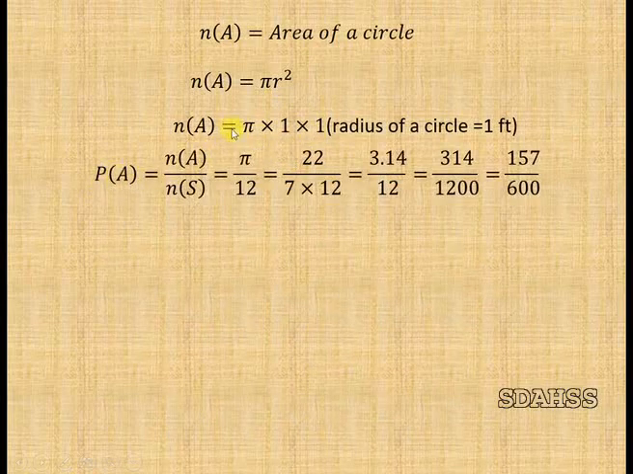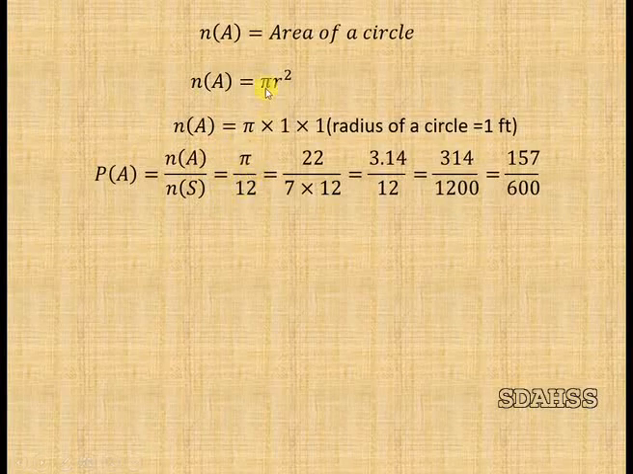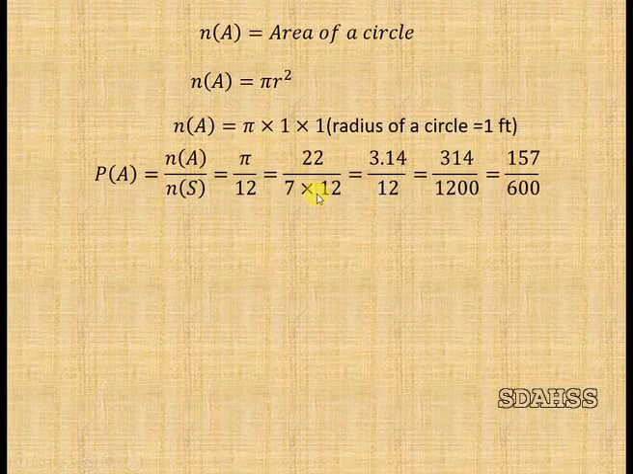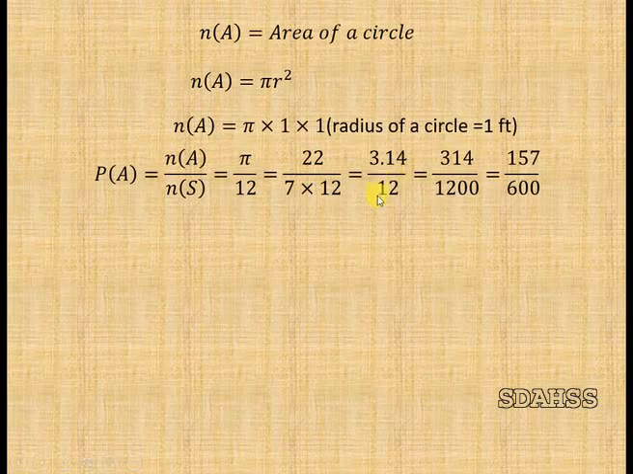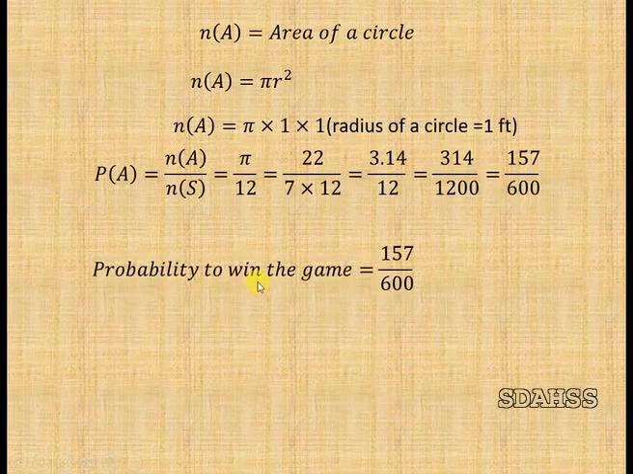We know that P of A is equal to n of A by n of S, where n of A is pi and n of S is 12. We know that pi is 22 by 7, which is 3.14, divided by 12. Multiply the numerator and denominator by 100, so you have 314 divided by 1200. Cancel the numerator and denominator by 2, so you have 157 divided by 600. The probability to win the game is 157 divided by 600.